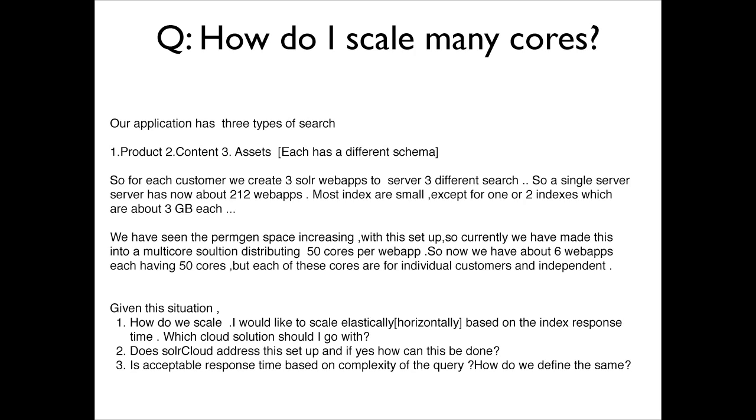All right. Three types of search, three different schemas, three Solr web apps. This is like that rhyme, I met a man from St. Ives who had seven wives, and seven wives had seven. 212 web apps. Yeah, that's a lot. Except for one or two indexes, which are about 3 gigs. You could stand here and look down. I could, but I like participating with the audience.